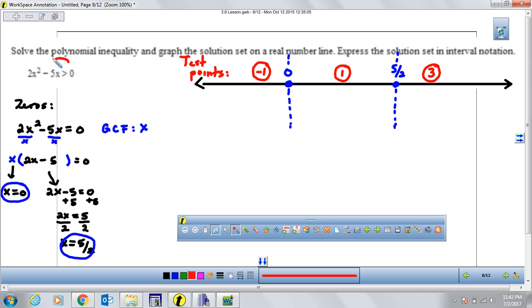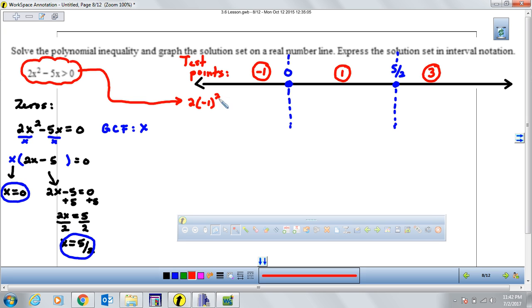So we need to substitute them back into the original inequality. So that's where we need to put them. And we need to determine which ones make it true. So it's going to be 2 times x, which is -1 squared, minus 5 times x, which is -1, is greater than 0. So that's 2 times -1 squared is 1. -5 times -1 is +5. So we get 2 plus 5, which is going to be a 7. Is this greater than 0, true or false? That is going to be a true statement.